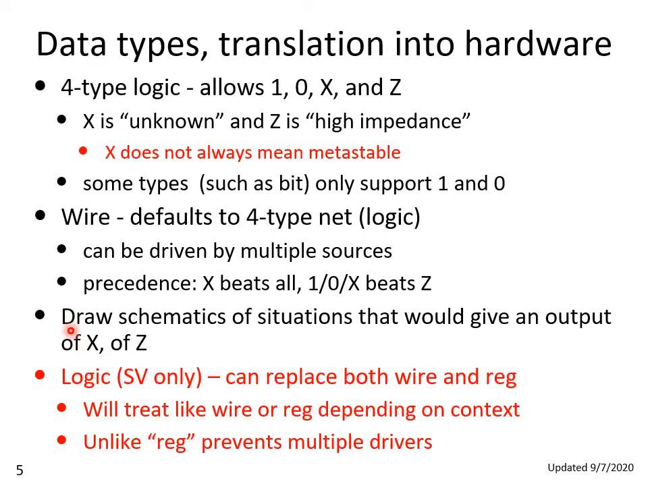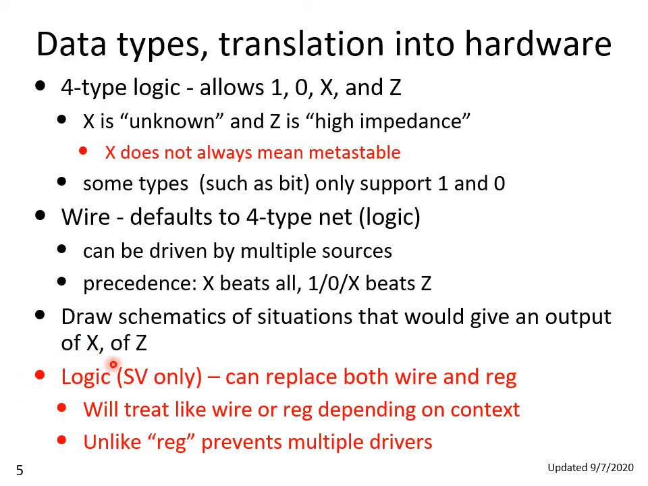Now here I have a bullet, and I mentioned something for you to do. Draw schematics of situations that would give an output of X or Z, or really just look it up. Find your reference material for, say, a tri-state buffer in your 270 notes, or Google it, whatever you wish. Those kinds of circuits can produce an output of Z. For a situation that would give you an output of X, any circuit where you've got multiple drivers on the wire and those outputs have conflicting values, you're going to get an X. Okay.